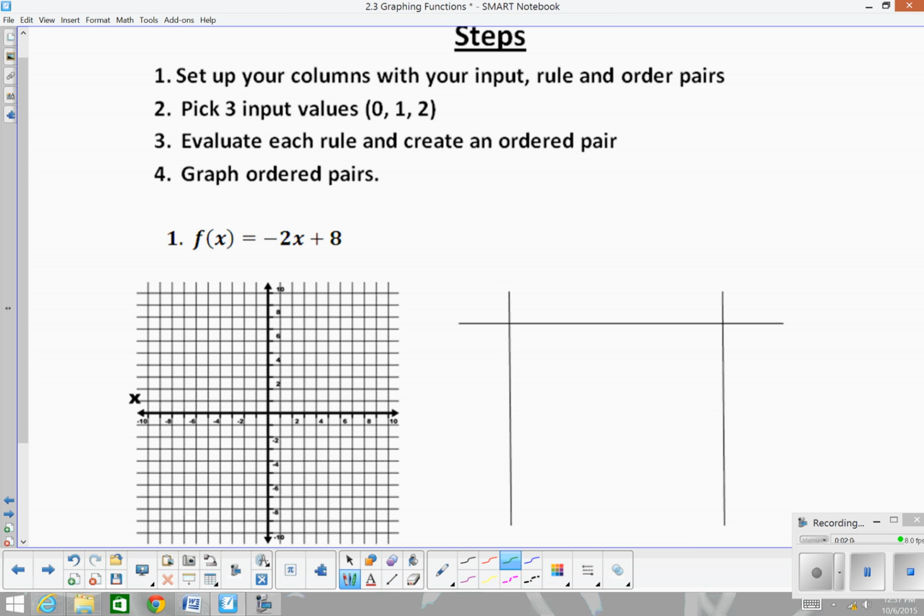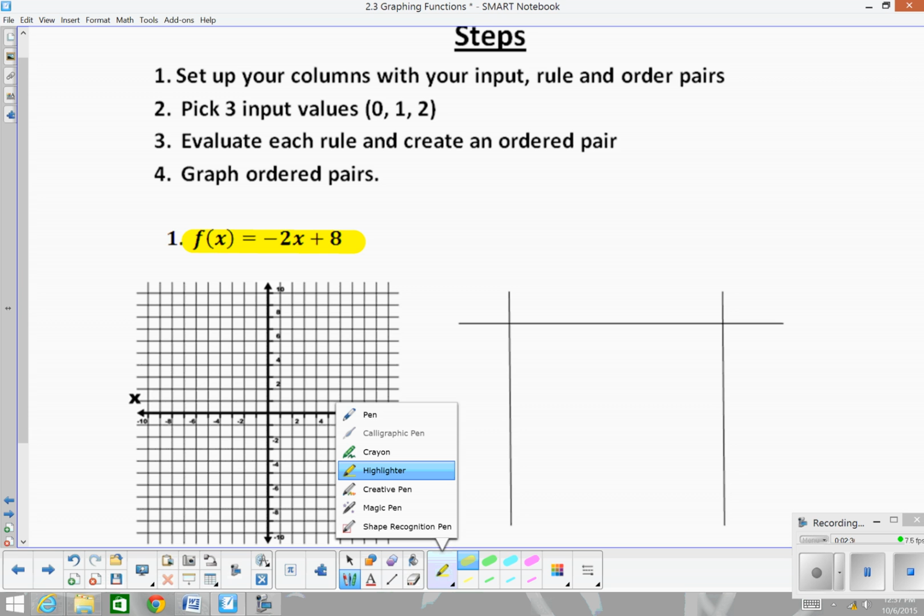Well, first, let's kind of talk about this. So if we see f of x equals negative 2x plus 8, that's just a function that we don't know what it looks like right now. Later on, I'll teach you how to understand what it should look like. But that is just a normal function. So I want to graph that.